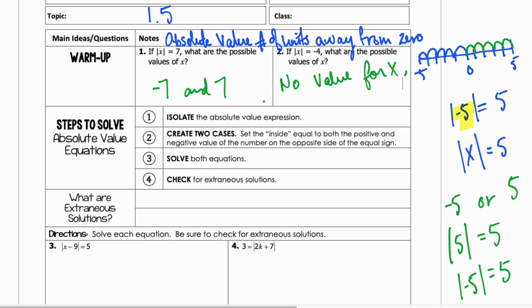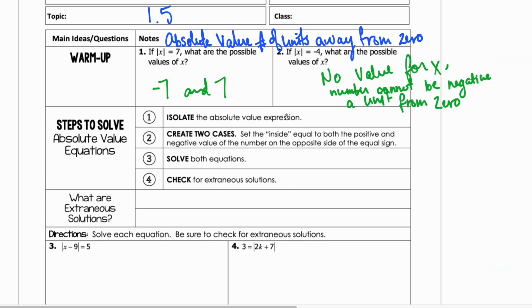If you want to add this to your notes, I would. You could say a number cannot be negative units from 0. Okay, let me clear some of this up.